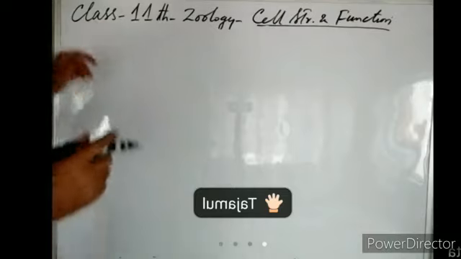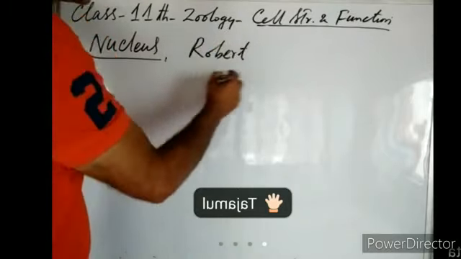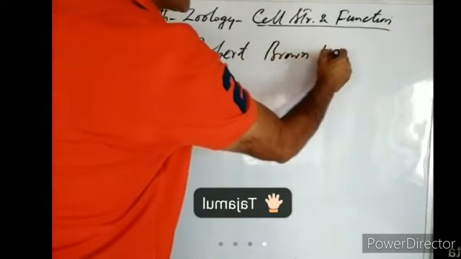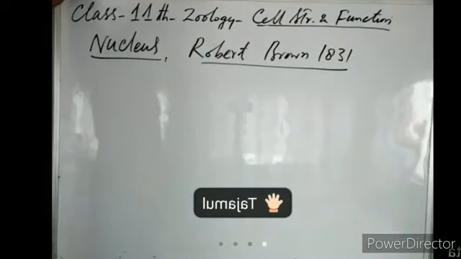Now after cell wall, we have discussed the cell membrane in prokaryotes and eukaryotes. Now we will discuss another cell organelle known as nucleus. Who discovered this nucleus? The credit for discovery of nucleus goes to Robert Brown in 1831.